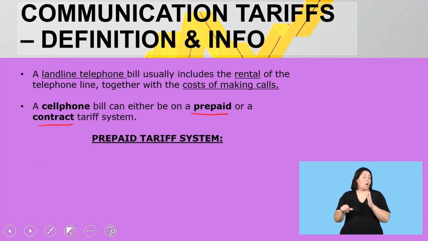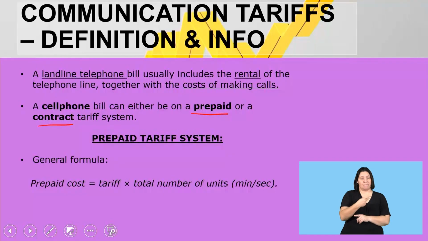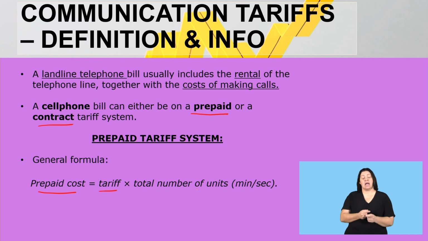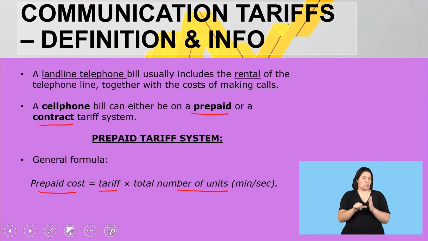What else is important? Let's quickly look at your prepaid tariff structure. Keep all of this in mind because later on we're going to apply whatever's been said now. Looking at the prepaid system, the general formula to get the prepaid cost is: I take the tariff and multiply it by the total number of units, whether it's in minutes or seconds. Always remember to look at the important wording. You underline, you highlight, so that you don't miss the important things.